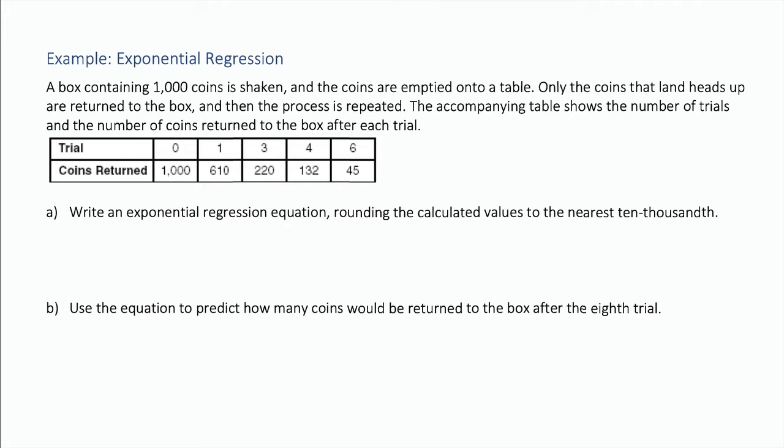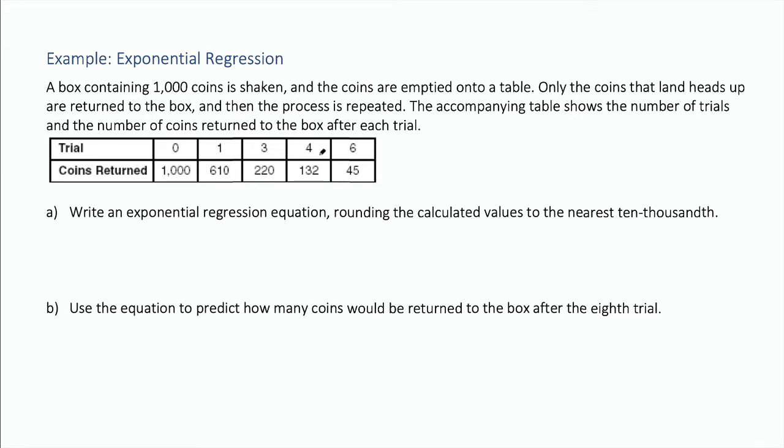A box containing 1,000 coins is shaken, and the coins are emptied onto a table. Only the coins that land heads up are returned to the box, and then the process is repeated. The accompanying table shows the number of trials and the number of coins returned to the box after each trial. So, for example, before we've done anything, we've done no trials. In other words, we haven't emptied the coins out at all. We've got 1,000 coins in the box. After dumping out the coins and taking the ones that land heads up and placing them in the box, there's 610. So 610 landed face up, and that's what's in the box. And then we keep doing that.